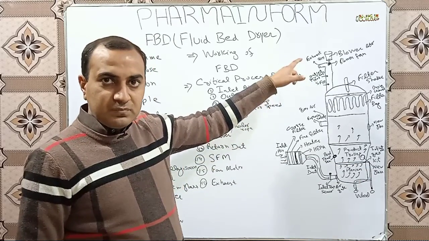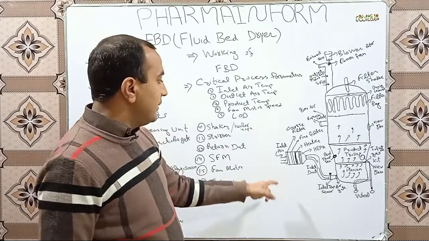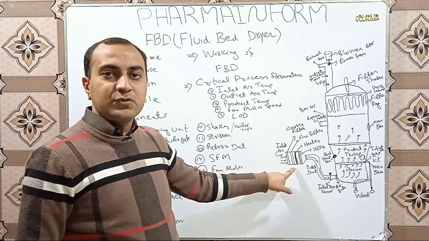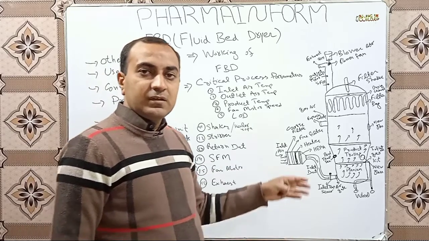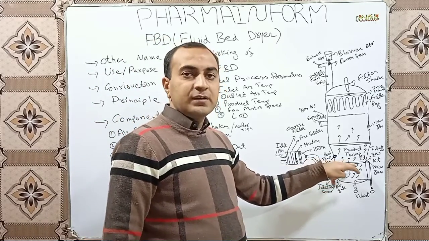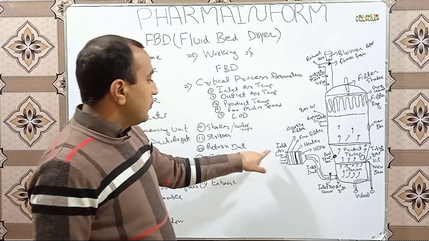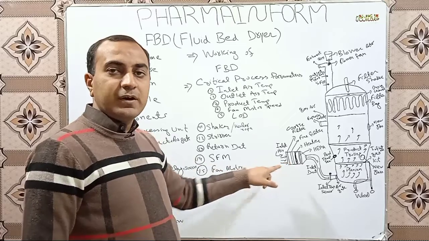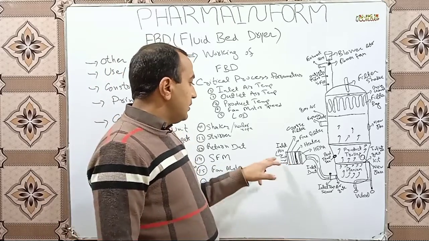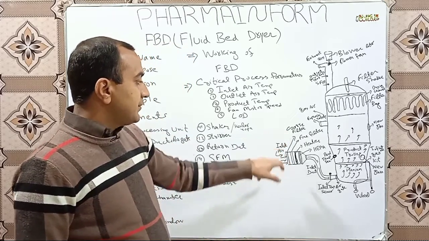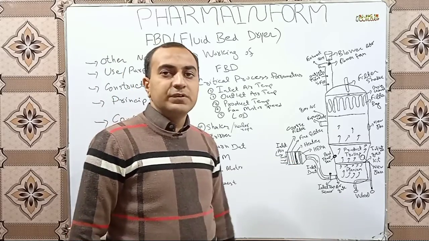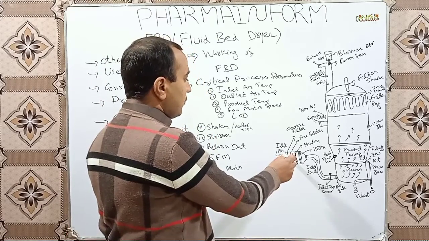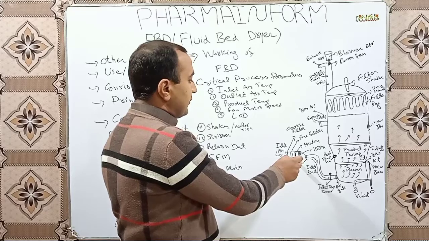The air from the environment has to be processed first, because this air is going to come in contact directly with the product. So when air comes inside the processing unit, first of all it passes through the pre-filters or coarse filters, then it passes through the fine filters or bag filters. These are coarse filters, these are fine filters.